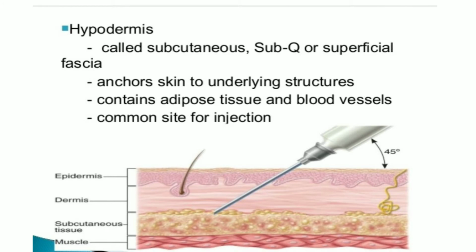The hypodermis, also called the subcutaneous tissue or superficial fascia, anchors the skin to the underlying structures, contains adipose tissue and blood vessels, and it is the common site of subcutaneous injection. For this injection, the syringe has to be kept at a 45-degree angle to the surface of the skin. Because of the presence of adipose tissue, in this diagram the subcutaneous tissue can be seen in yellow color. Over that you can see the epidermis and dermis. So this is the diagram showing the hypodermis.